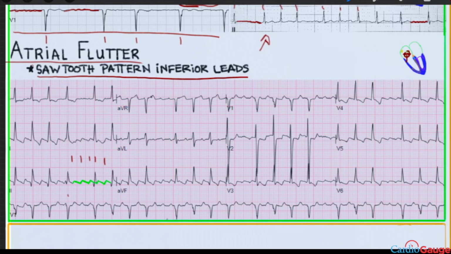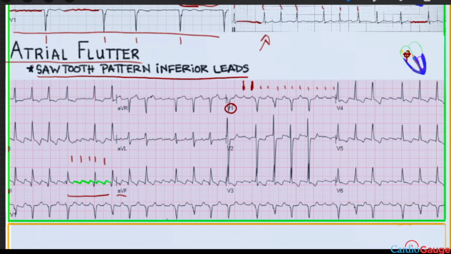While you see the sawtooth pattern in leads 2, 3, and AVF, in other leads it doesn't look like a sawtooth. So over here in V1, you can see the P waves are happening. There's no sawtooth, but they're all happening. And in this case, it's a rate of about 300 beats per minute, since there's one flutter wave for every medium-sized box, and that's typical for atrial flutter.